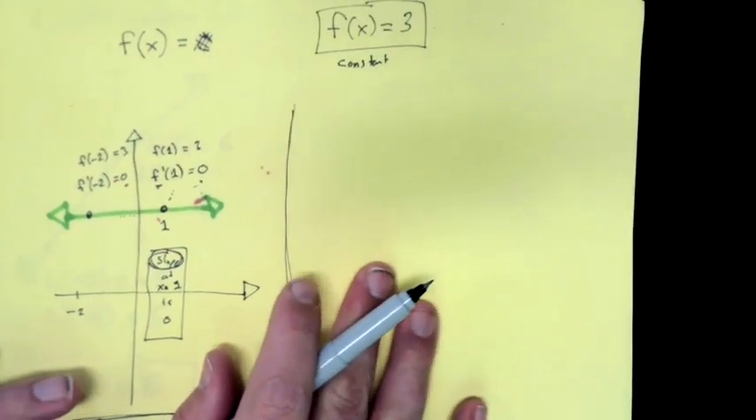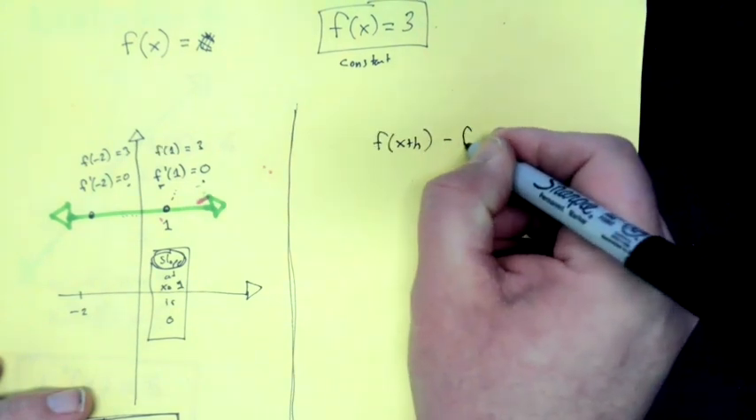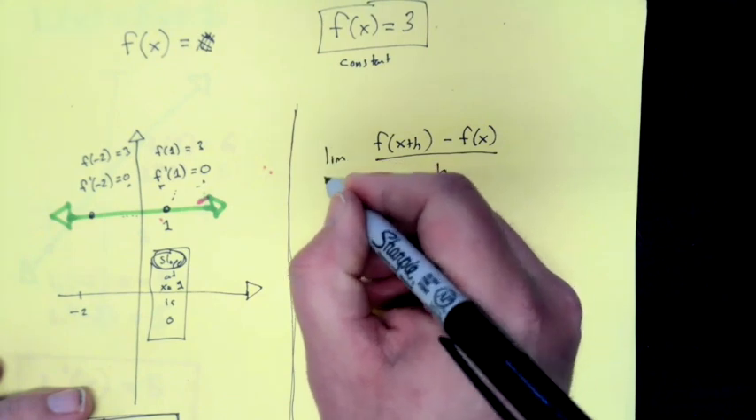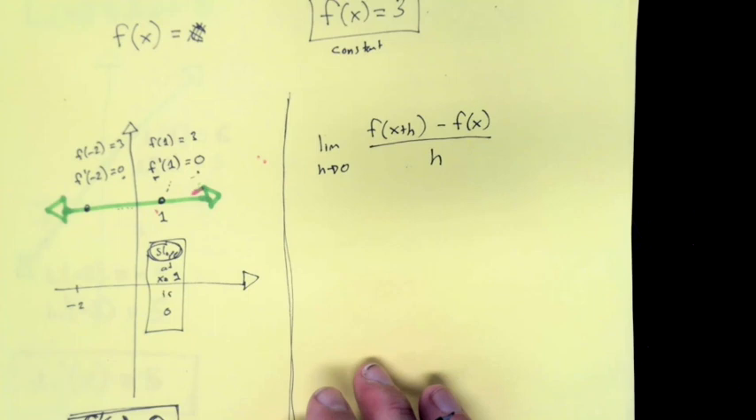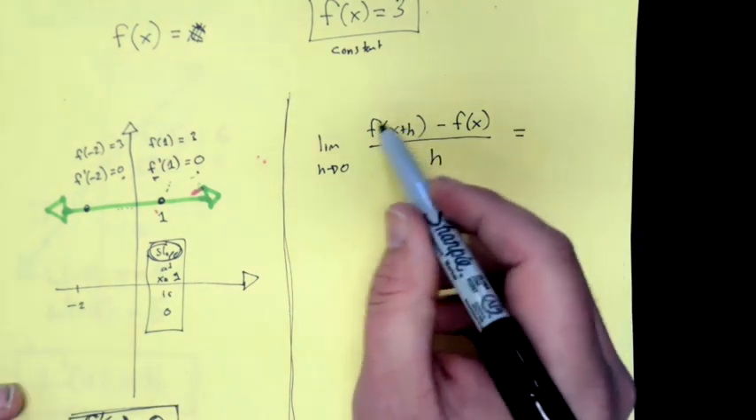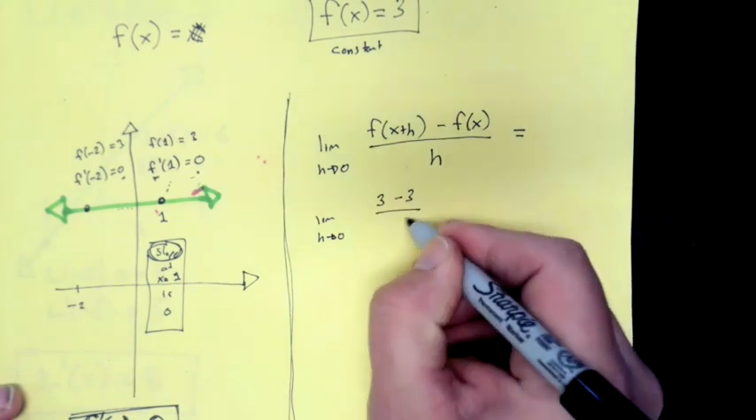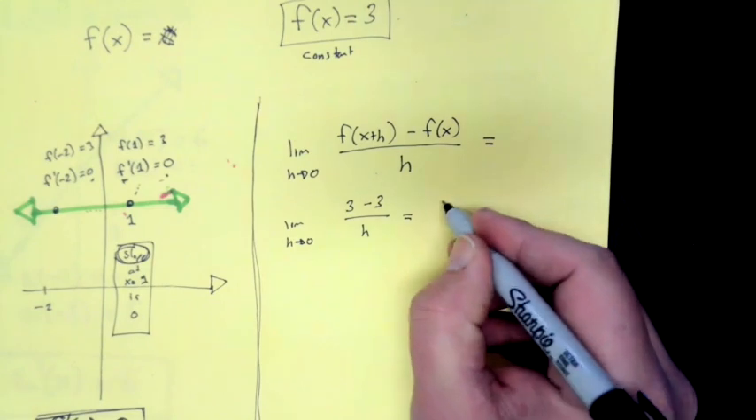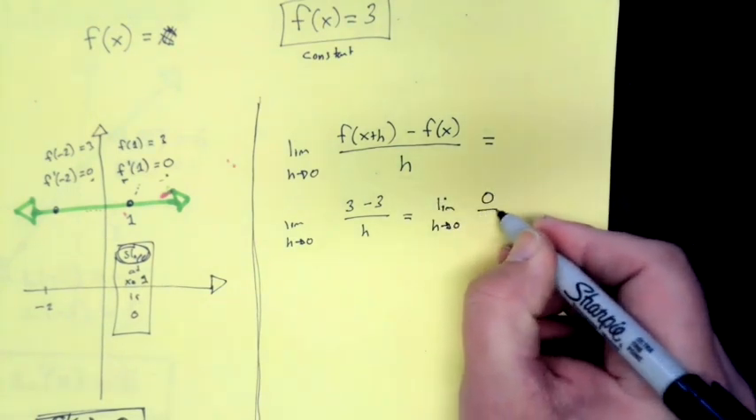Now I want to ask, what if I look at f of x plus h minus f of x all over h, and I look for the limit as h approaches 0 of that? Does it matter what x is? It doesn't matter what x is here. This is f of x plus h. f of x plus h is 3. What's f of x all over h? Can I plug in h equals 0? Yeah, that's going to be a problem. So this is going to be the limit as h approaches 0 of 0 over h.